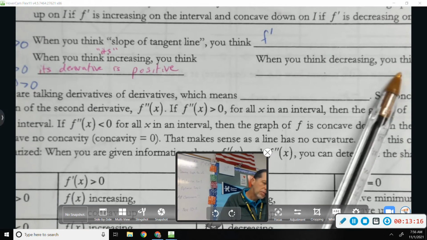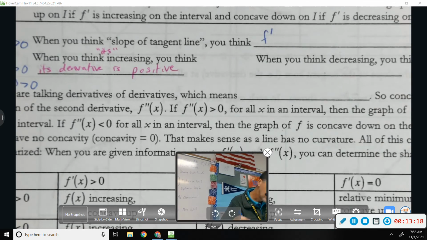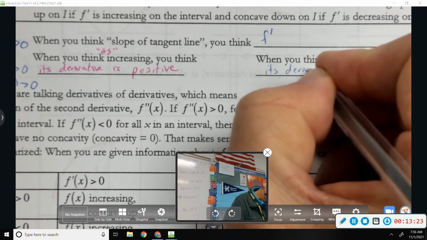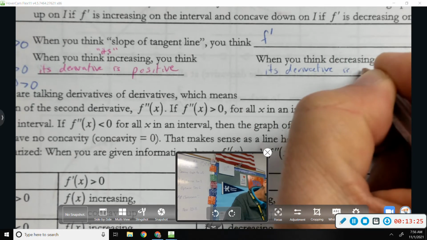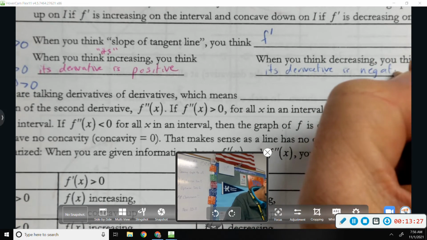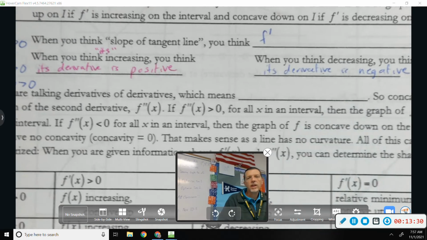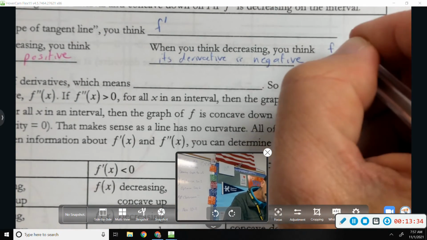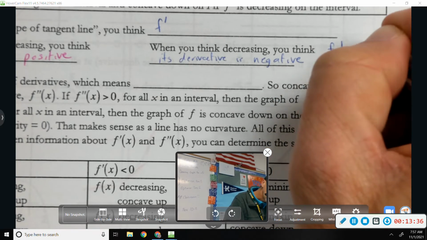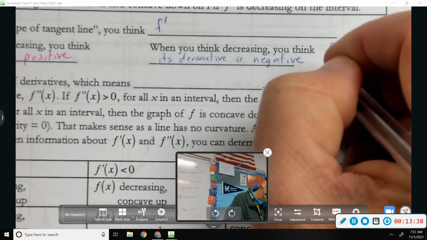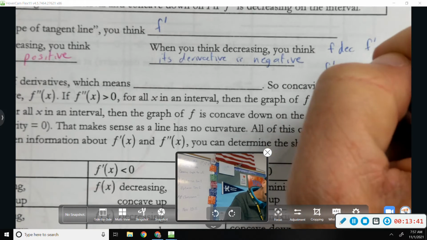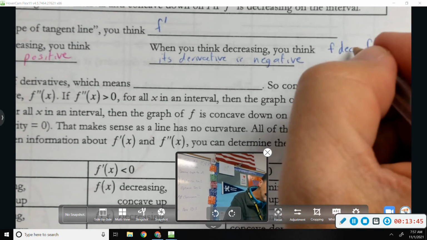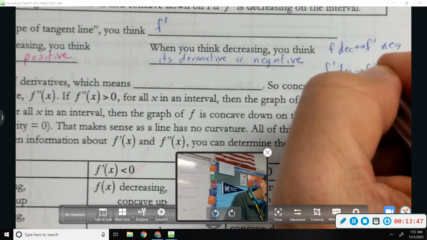And then same thing for decreasing. When you think decreasing, you think its derivative is negative. You don't have to go through the fourth and fifth and sixth derivative stuff, but if f is decreasing, f prime is negative. If f prime is decreasing, f double prime is negative. Those go together.